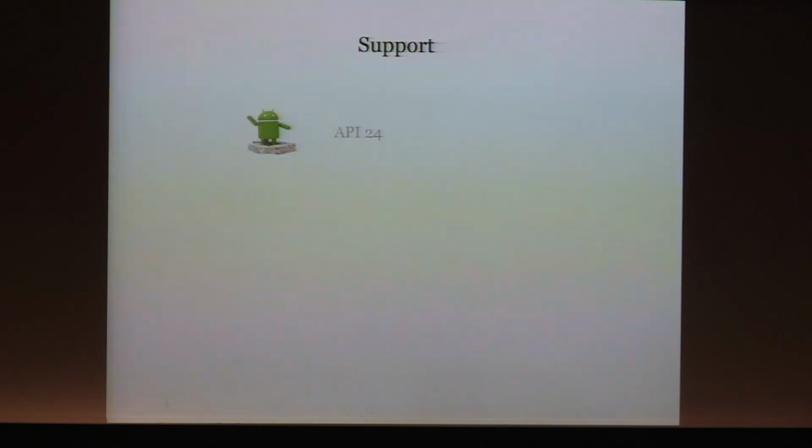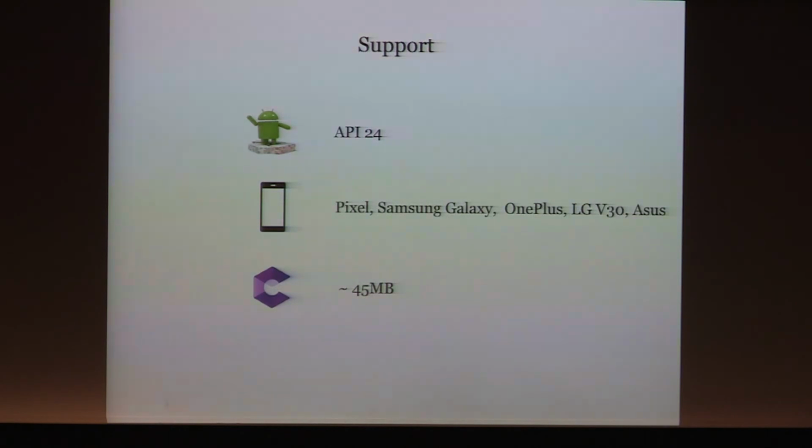Talking about support, ARCore currently is supported on API level 24 and above. There are quite a few devices that already support ARCore technology, such as Pixel, Samsung, OnePlus, LG, Asus, and many more to come. One thing you as developers need to keep in mind is that ARCore requires an external application to be installed on the user's device. The name of the application is ARCore. Currently it's 45 megs. It's a good thing that we don't need to bundle that code within our application. It's just an external application that users would need to install through the Google Play Store.